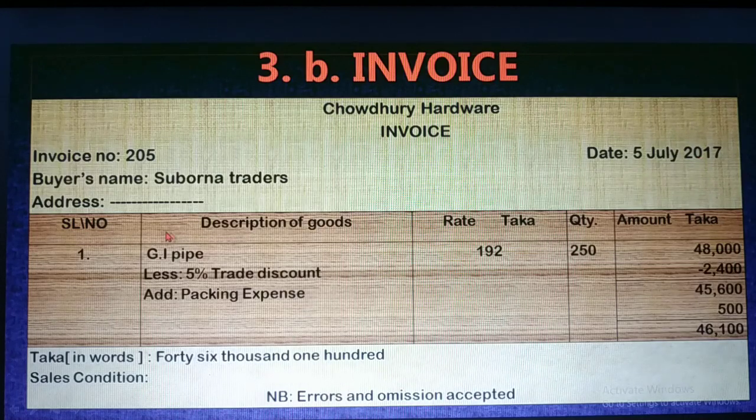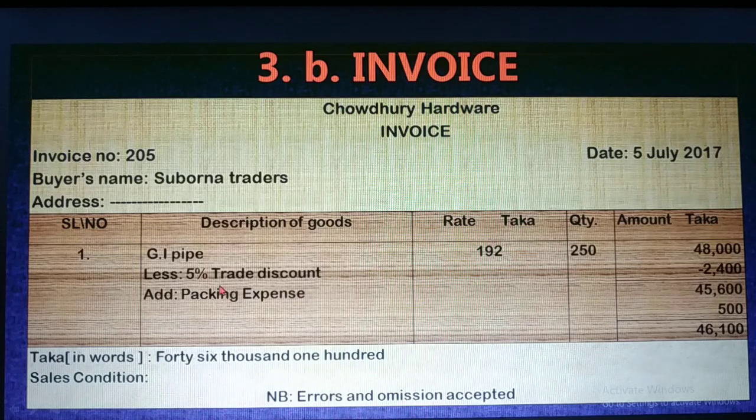Dear student, now the format. At first you have to write serial. That means how many goods you have sold or purchased. So here only 1. If it is 1, 2, 3, you can write. Then description of the goods. That means whatever goods we are selling or purchasing, we have to write. So whatever goods we are selling here, GI5, rate 192 taka and quantity 250. So 192 into 250, 48,000. This is the total amount of sales.